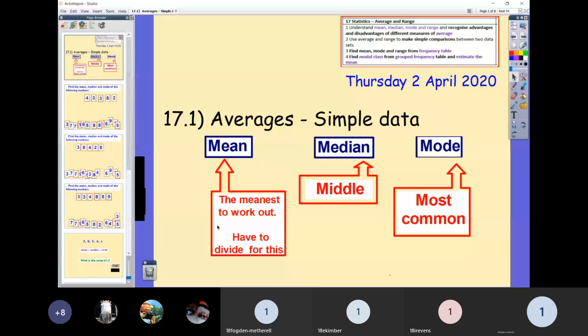So all we're going to be doing in today's lesson is practicing working out the mean, the median, and the mode. And as I said earlier on, it is a revision lesson. We've done this before, but we haven't done it for well over a year.